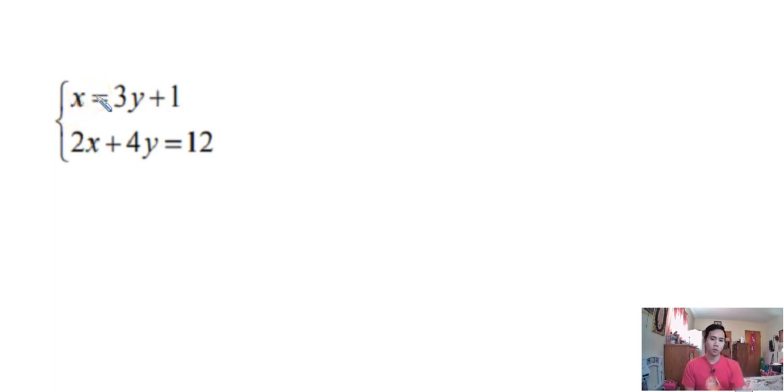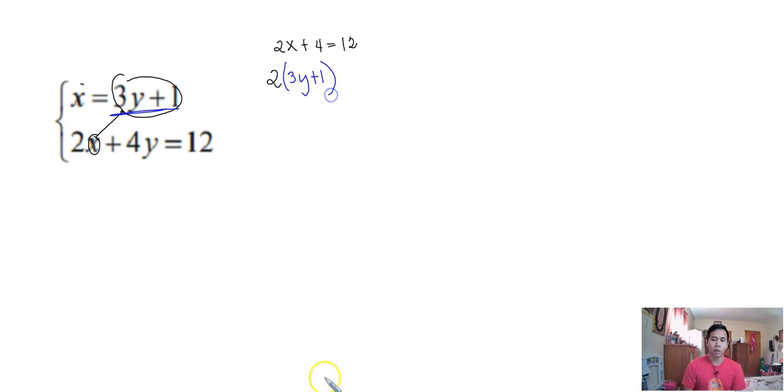So the word substitution, you plug in. Instead of x here, you have to plug in 3y, the whole thing, 3y plus 1. So let's get started. My second equation is 2x plus 4y is equal to 12. So instead of putting x here, I'm going to put that value of x, which is 3y plus 1. So 3y plus 1, and then of course I still have the plus 4y there. Plus 4y is equal to 12.